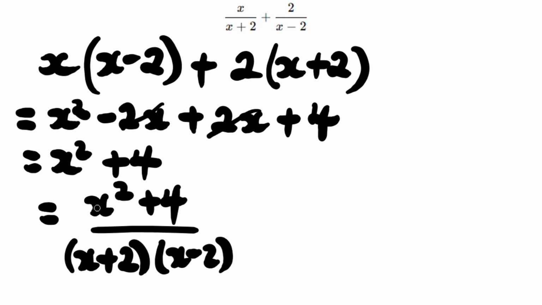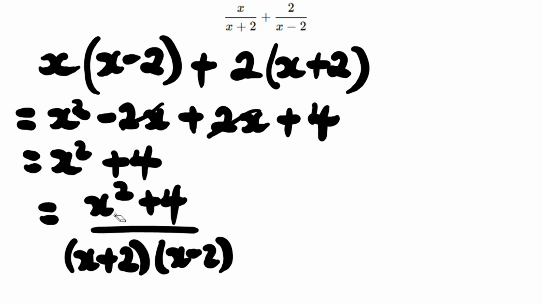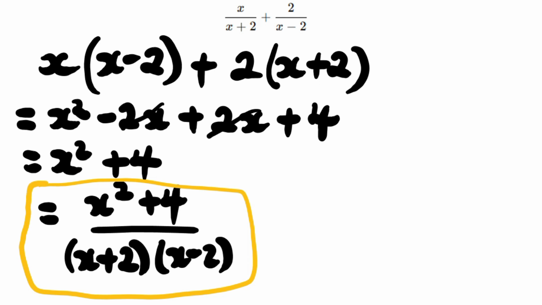So if you are not careful, you might be confused. The top here is x squared plus 4. It is not x squared minus 4. x squared minus 4 is the difference of two squares. But this one is addition of two squares. So we don't have that simplification for the sum of two squares, right? So what we'll do is that that's the final answer. You can't do any simplification after you have done the operation. So this is the final answer for this addition.